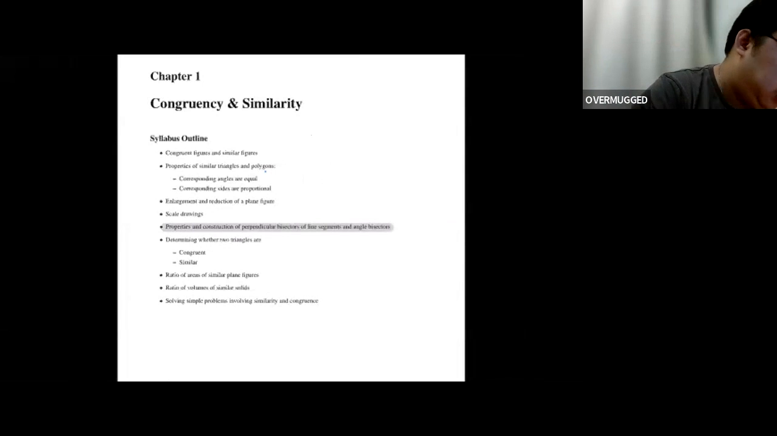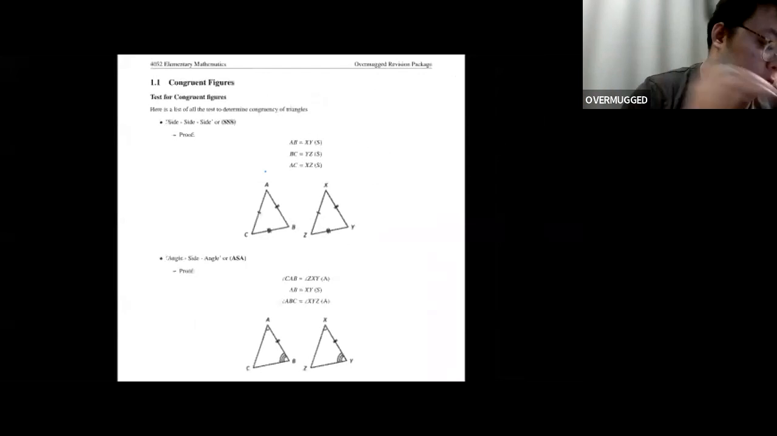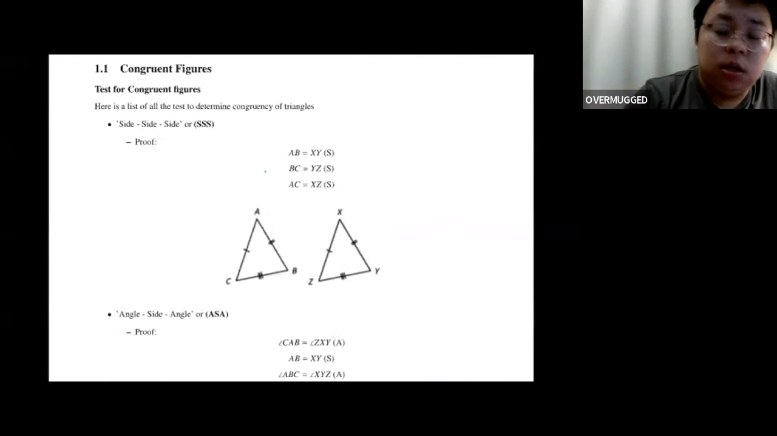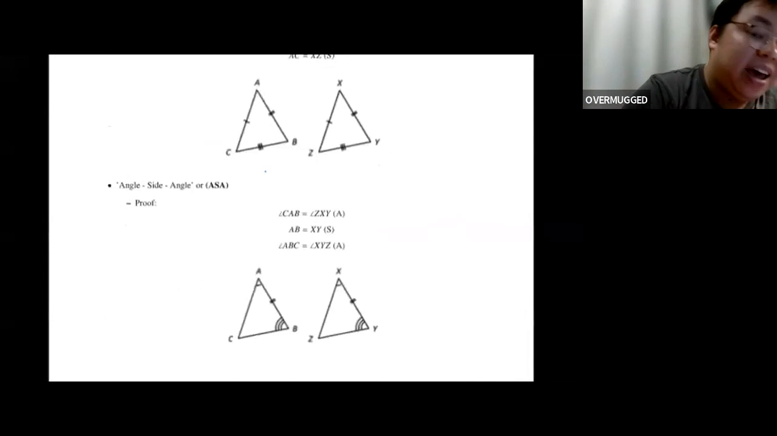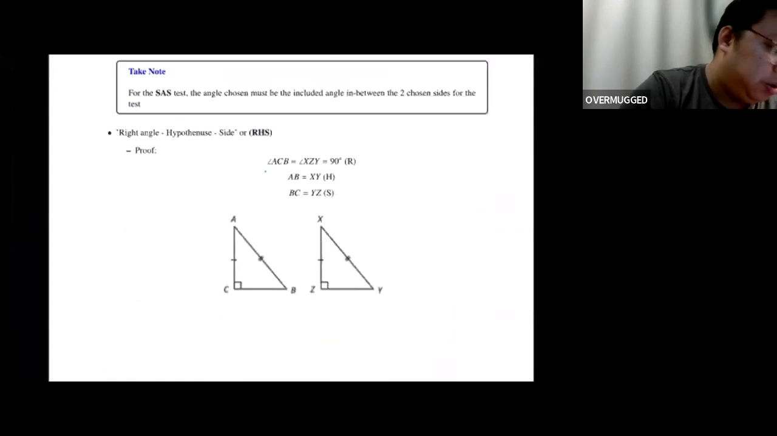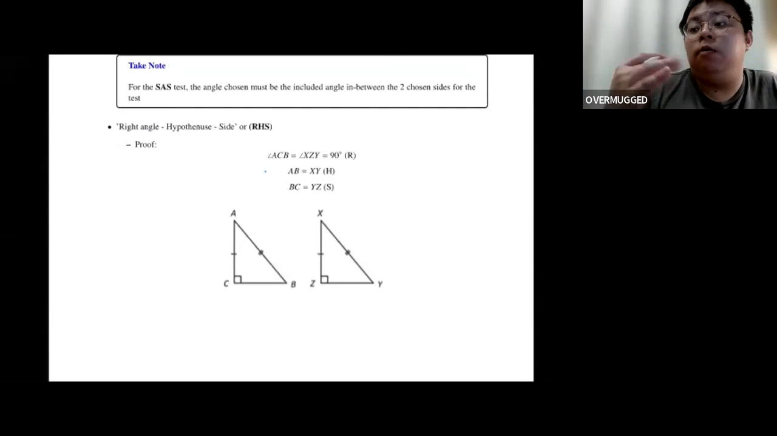and similarity tests. So this is a list of all of the different kinds of congruency tests that we have, namely triple S, SAS, ASA, and also RHS. These are the types of congruency tests that you need to memorize for your exams.